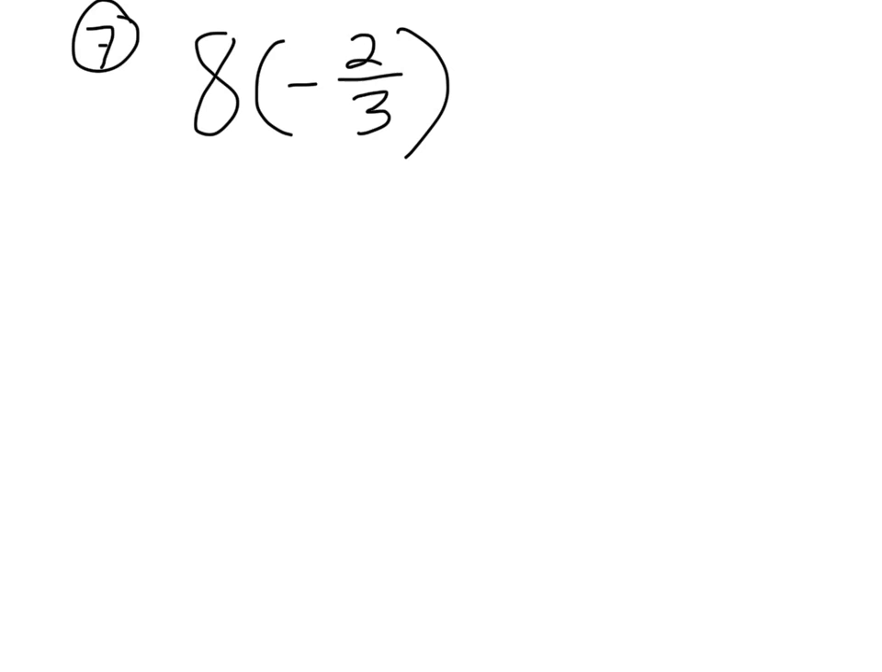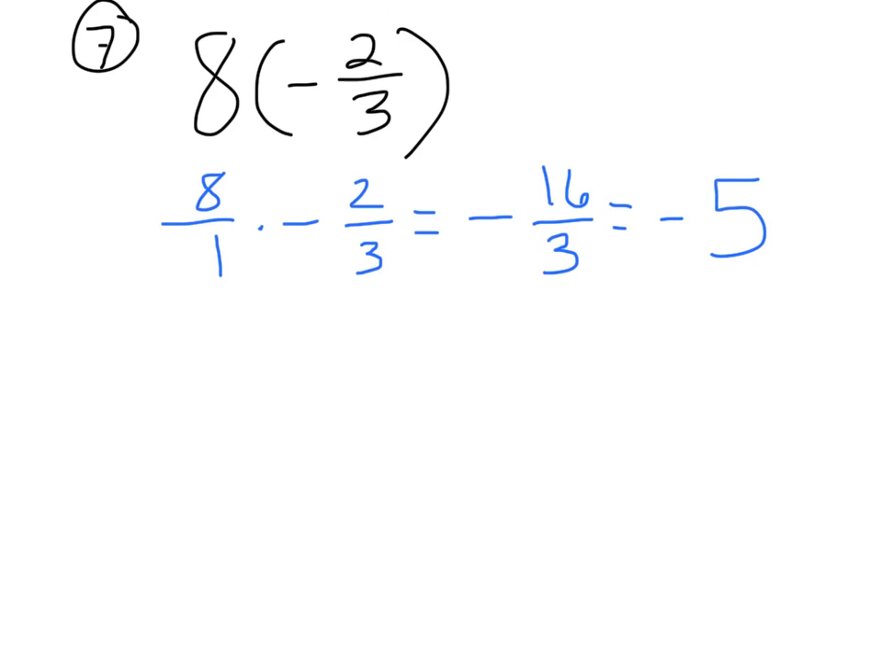Number 7, 8 parentheses negative 2/3. So the parentheses tell me to multiply. So I need to put 8 over 1 times -2 over 3. There's nothing to cross simplify. Positive times a negative is a negative. Multiply across the top, multiply across the bottom. I have an improper fraction that changes into -5 and 1/3.